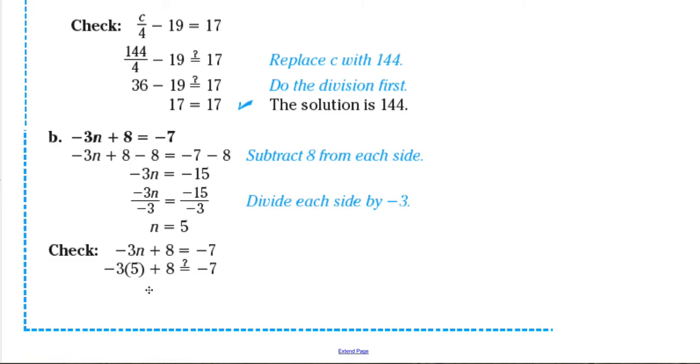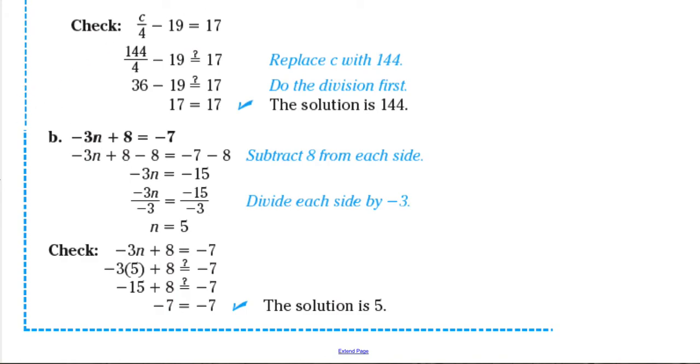Okay, negative 3 times 5 plus 8, is it equal to 7? Negative 15 plus 8, is it equal to 7? Yes, it is. So the solution is 5. Okay, then that's how you solve two-step equations.